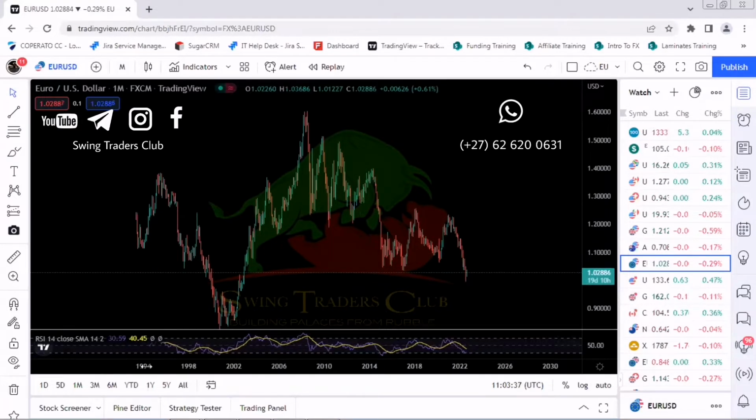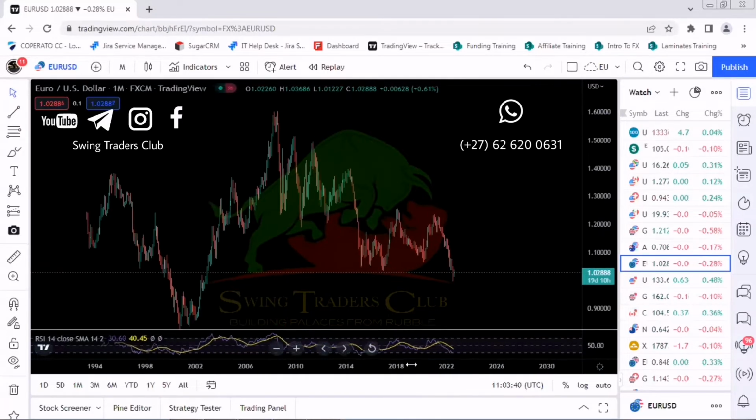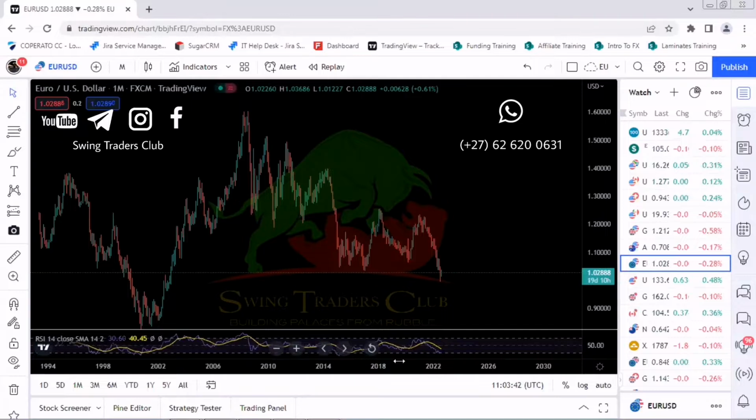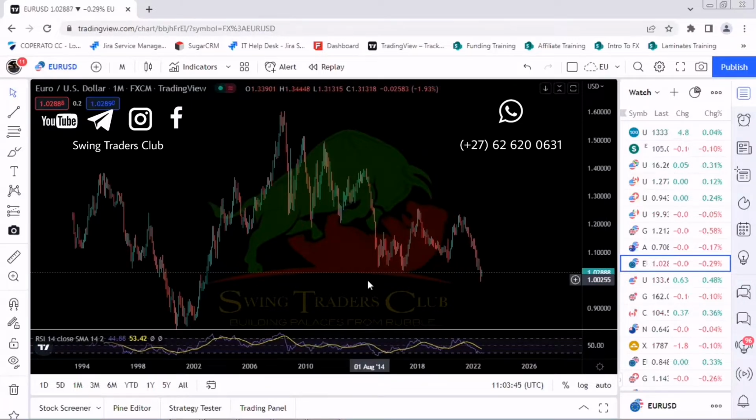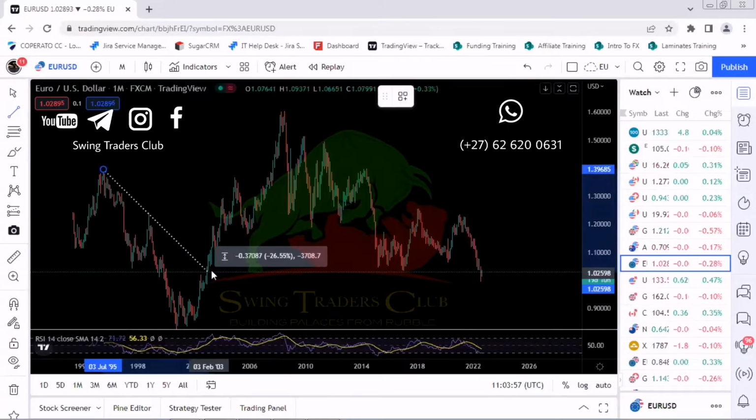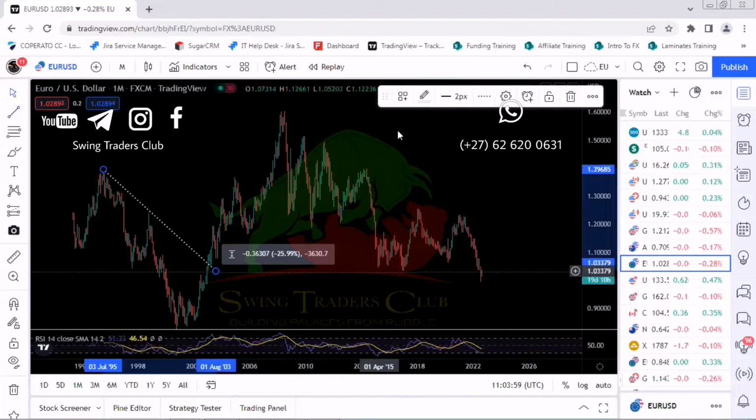Okay, so this chart, as you can see, starts from 1994. So as you can see now, like I said earlier on, you have to identify the trend. Where the trend is going, that's the first thing that you do. So what is the trend? As you can see before, this was a downtrend. The market was actually moving in a downtrend here.